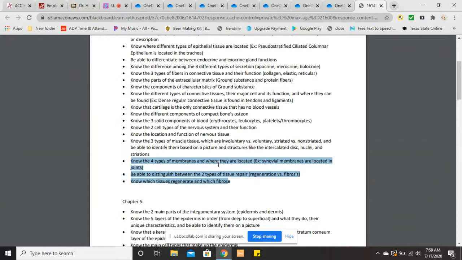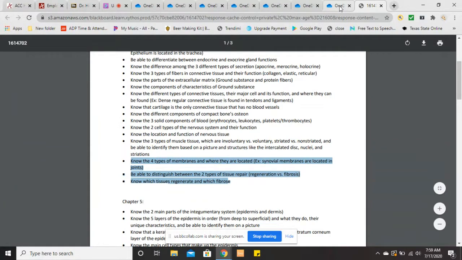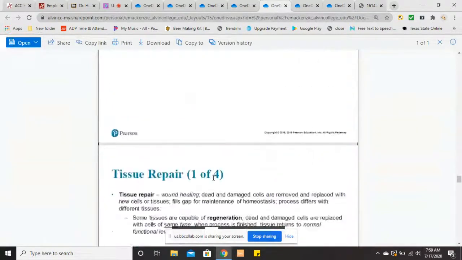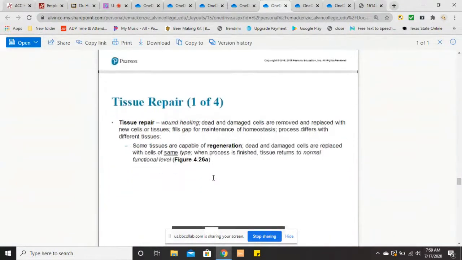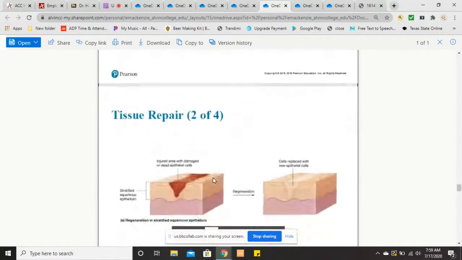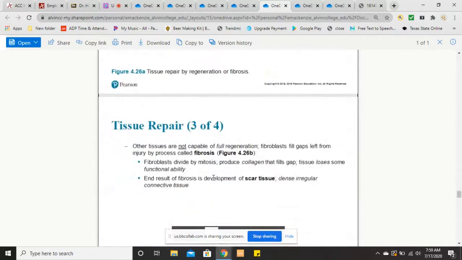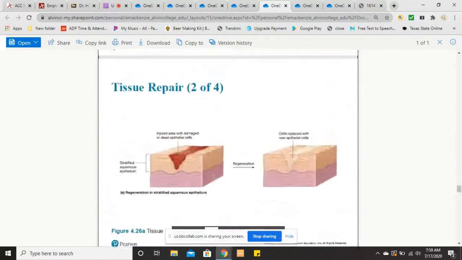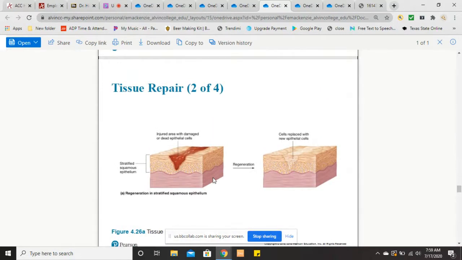And then to finish off, we talk about how do you fix a damaged tissue? Well, when you damage a tissue, there's two options your body has. Like usual in this class, your body has options. And when it comes to fixing a tissue, you could either do regeneration or you could do fibrosis. So you got to know the difference. What's the difference between regeneration and what's the difference between fibrosis?